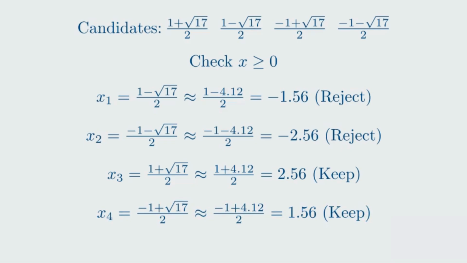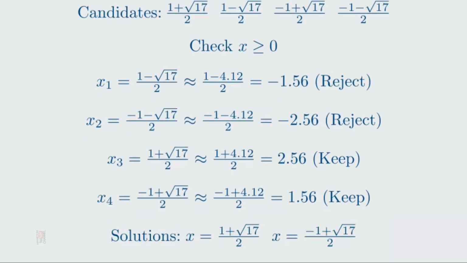So, after our verification step, we are left with two real solutions. X equals 1 plus the square root of 17 all over 2, and x equals negative 1 plus the square root of 17 all over 2. These are the two values that satisfy both the equation and the non-negative right-hand side condition.